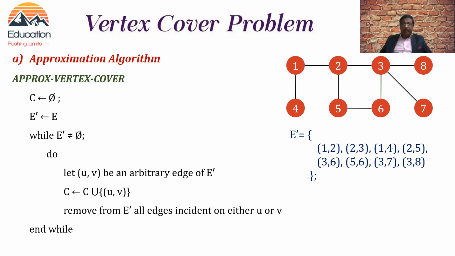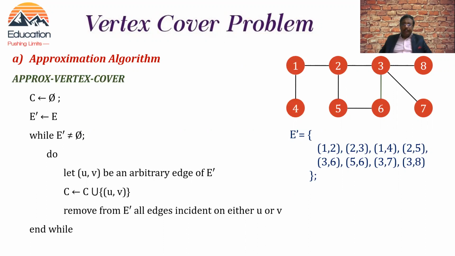we have to repeat the steps of the algorithm. We have to choose any one edge from E dash. For example, let u, v be an arbitrary edge of E dash. I am choosing 3 and 6. Once you choose an edge, include those vertices as part of C. Initially C contains null. Now C will contain 3, 6.